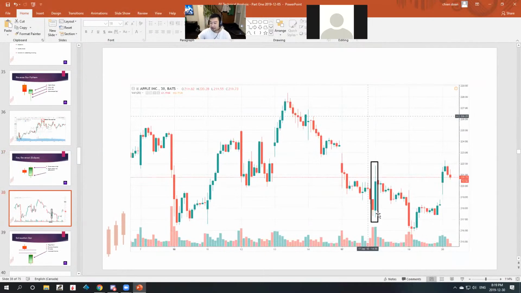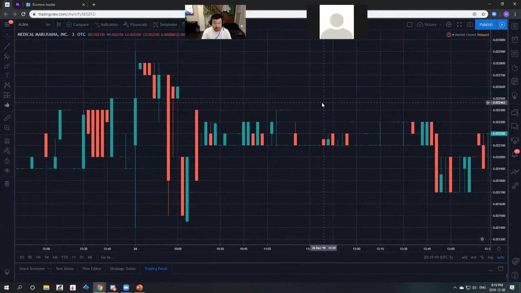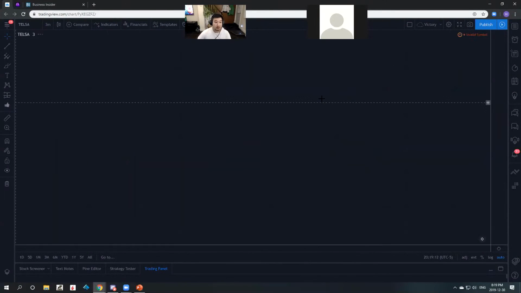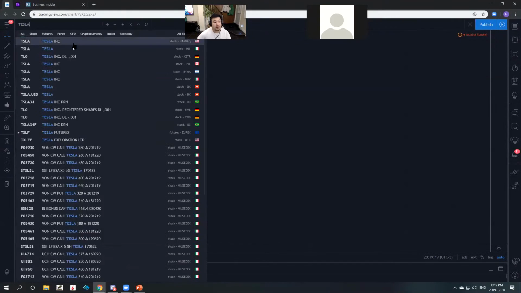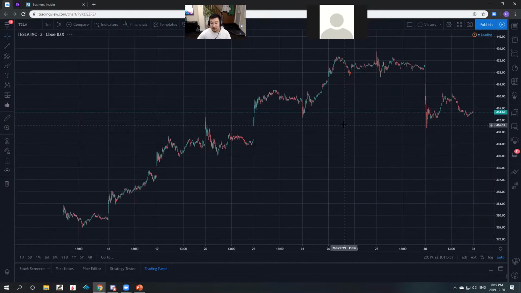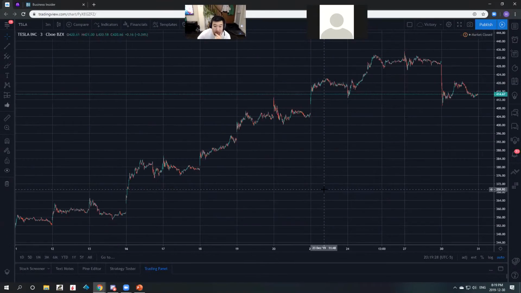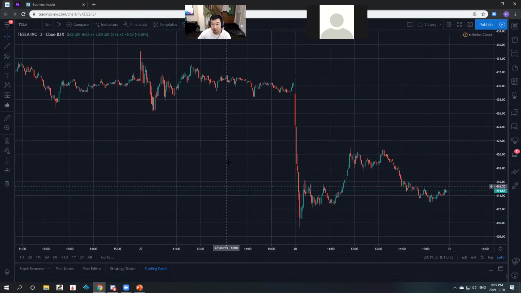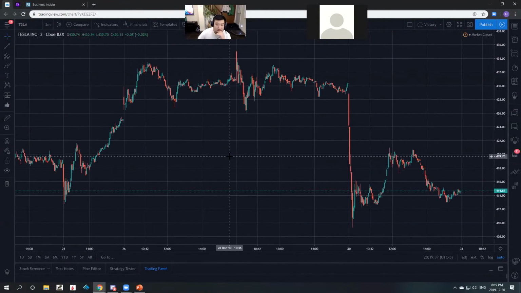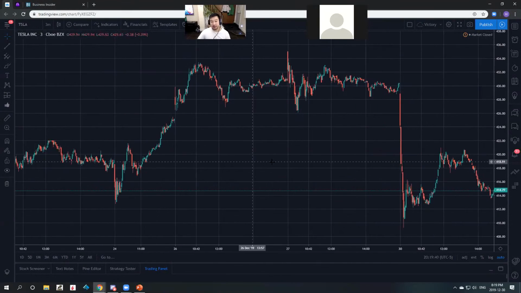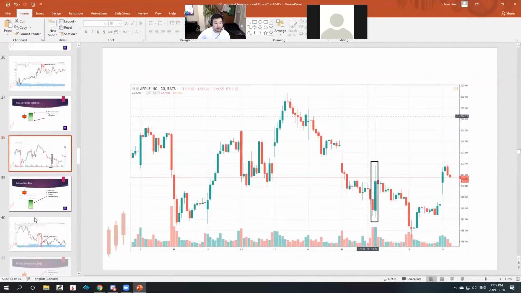Again, here's an example. These types of things typically happen in the stock market quite a bit, and they usually happen at the opening of the market. I don't know if I can show you an example, but let me see. I thought I saw one on Tesla a while ago, but I guess not. Okay, let's just move on from there.